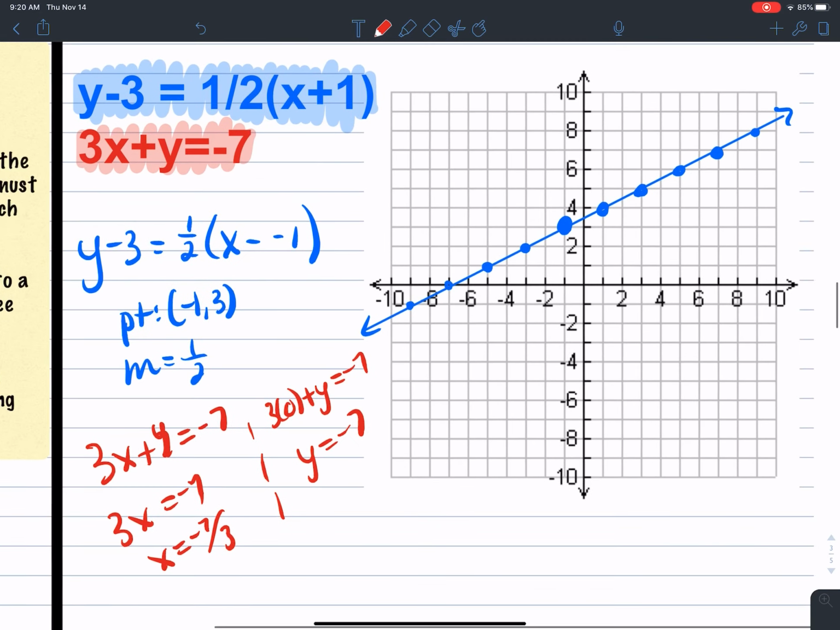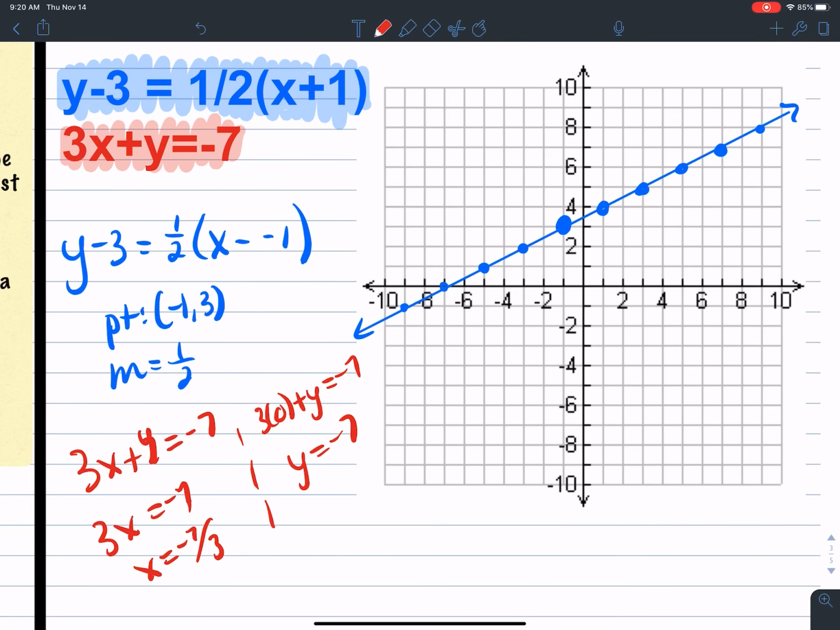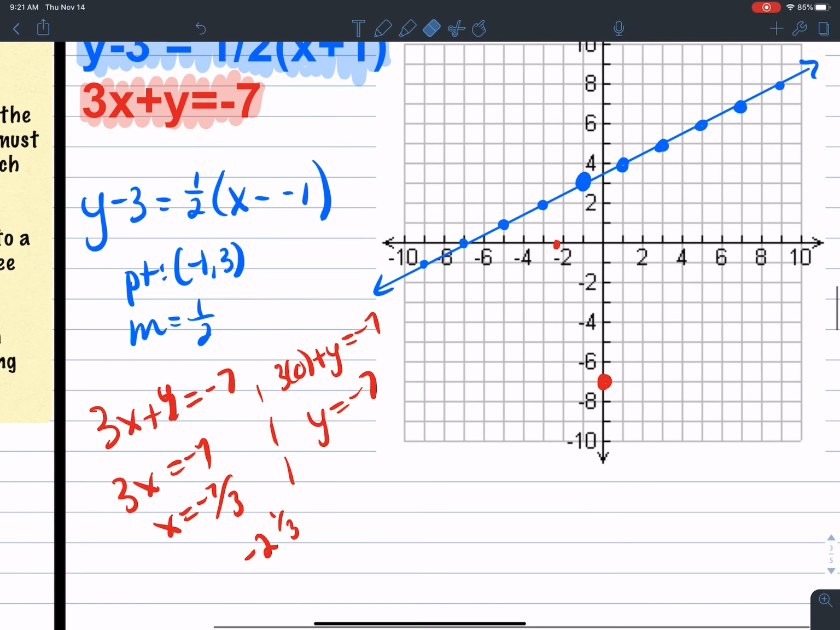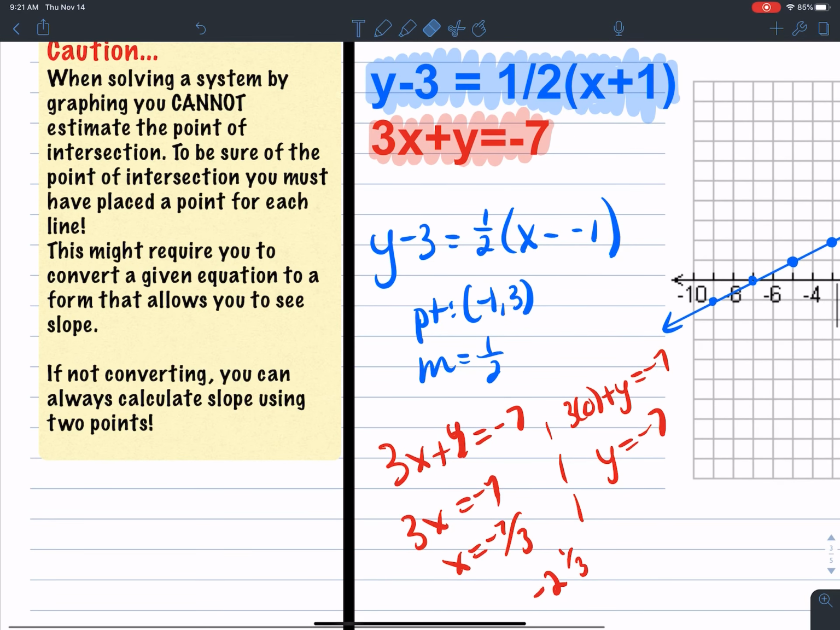But first of all, graphing -7/3 is a little bit difficult. I can place the y-intercept pretty quick, but -7/3, that's -2 1/3. So if I tried to estimate that, it's there, but when I connect the dots, I don't know if that's exactly where it is or not. It looks like it is, but that's what we're getting at with our method of graphing, is rather than trying to estimate, you might want to convert a given equation into a form that allows you to see slope.